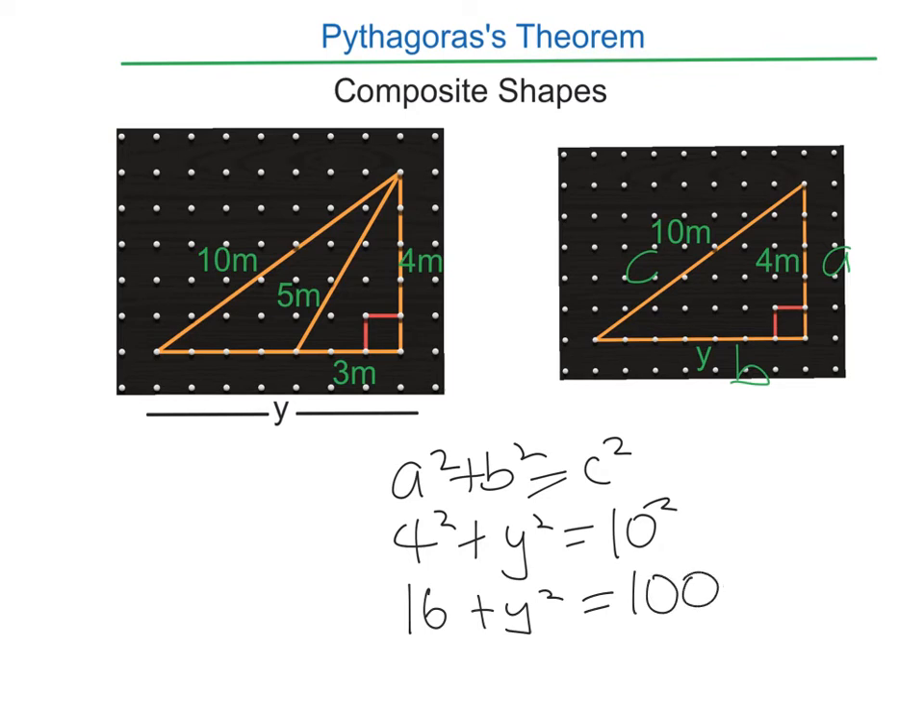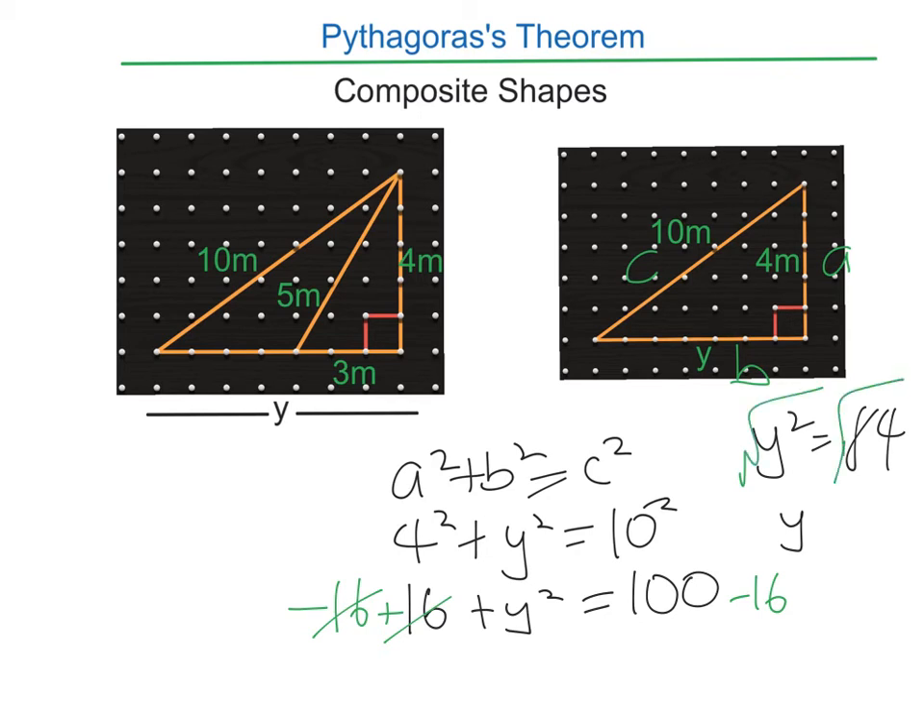So now to find out what Y is, I need to get rid of the squared and the 16. So I need to subtract 16 from both sides. If I do that, these two make nothing. So I end up with Y squared equals 84. So Y is going to be equal to the square root of 84, because if I square root both sides, I'll get Y equals the square root of 84. And that's 9.2. So that means that this side here, this long Y side here, is 9.2 metres long.